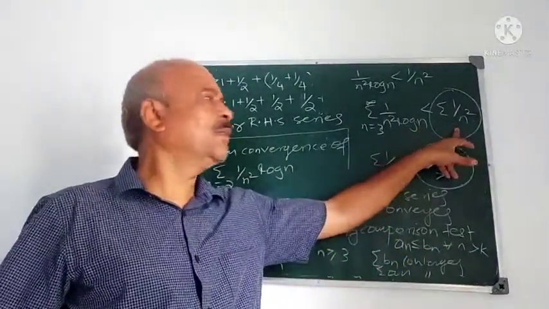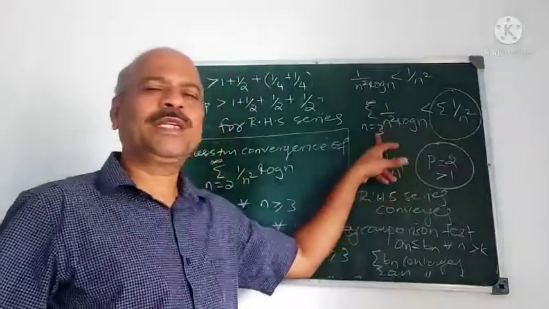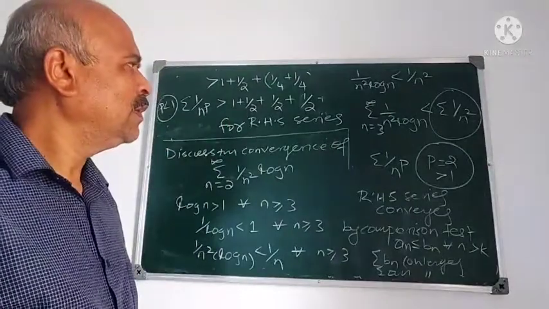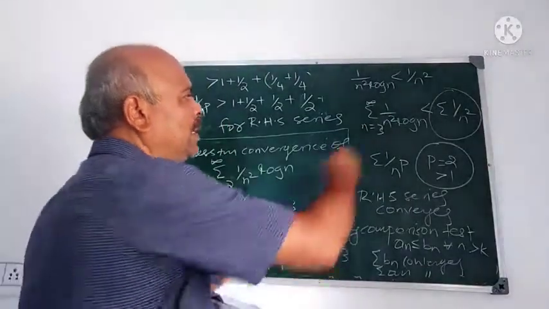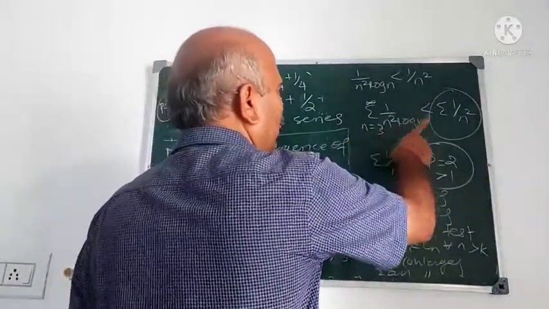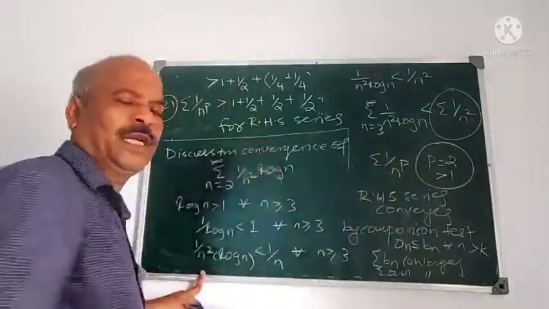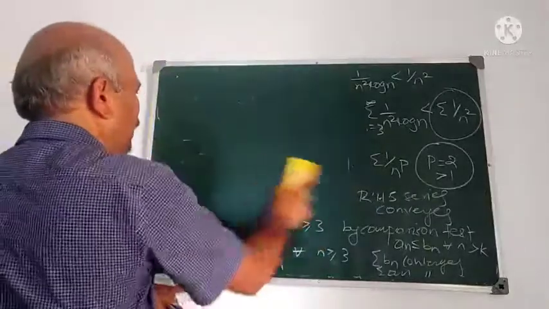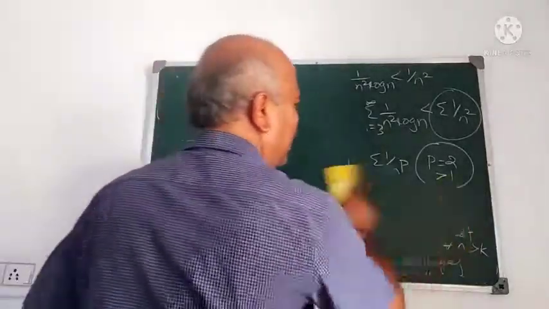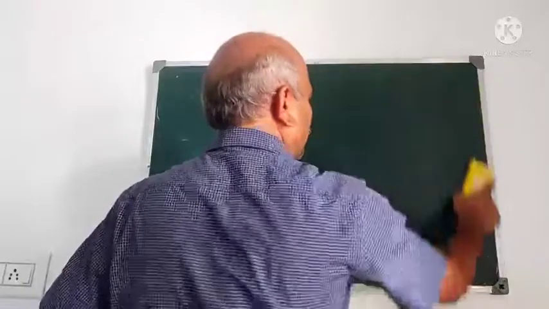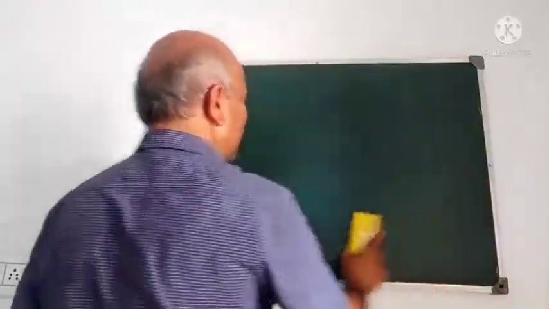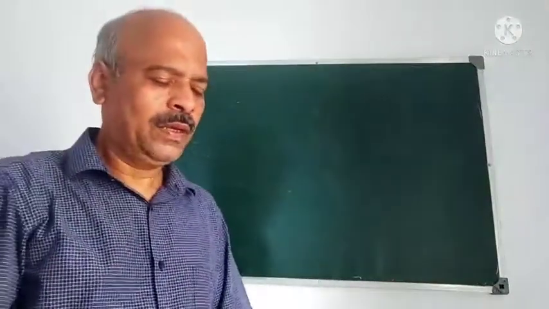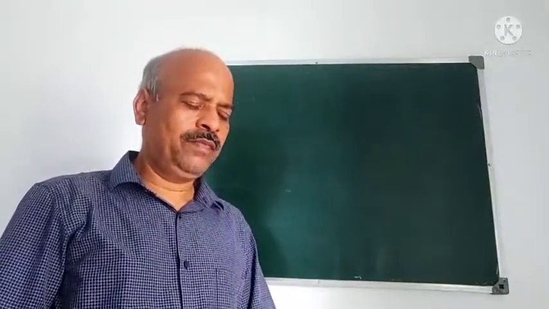The right hand side series sigma bn converges. Therefore the left hand side series also converges. Therefore sigma 1 upon n square log n, n equal to 3 to infinity, converges. Therefore 2 to infinity also converges. So this is how we can apply the comparison test and the p series test. This p series test is very important. It plays an important role in the problems.